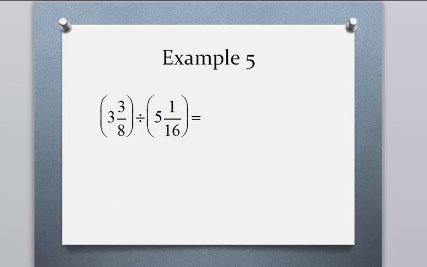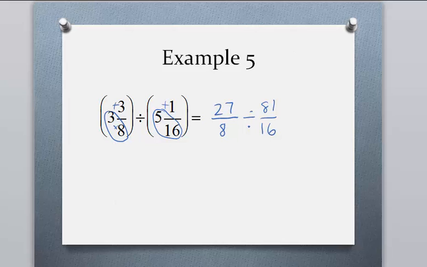Let's do one last division example with mixed numbers. So there's two steps here. The first step is to rewrite these as improper fractions and not worry about the fact that there's a division sign right there. So 3 3/8, when I change that into an improper fraction, I multiply these. 3 times 8 is 24, plus 3 is 27. Denominator stays 8. Leave the division sign alone. For these, I'm going to multiply the 5 times 16 and add the 1. That's 81. 16 is the denominator. That stays the same.